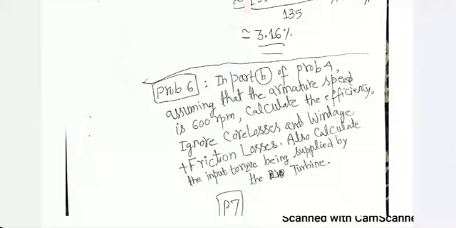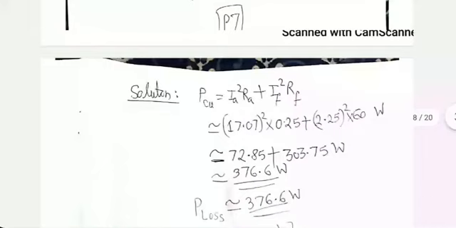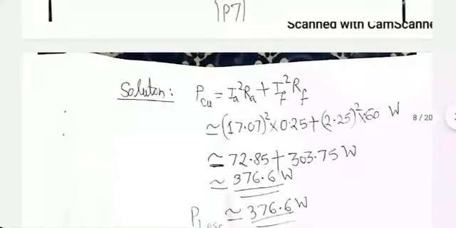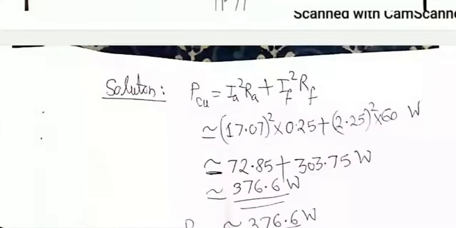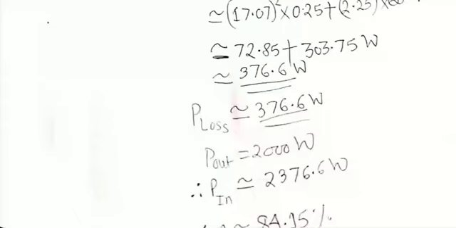First of all, calculate the efficiency. That should be easy enough. There are no core losses, no mechanical losses. So copper loss is the only loss that matters. Again, we do calculations IA square RA plus IF square RF. Copper loss turns out to be 376.6 watt, which is the total loss. Output power in that case was 2000 watt. So input power will be 2000 watt plus 376.6 watt, which is 2376.6 watt. So take the ratio, you get efficiency of 84.15%.